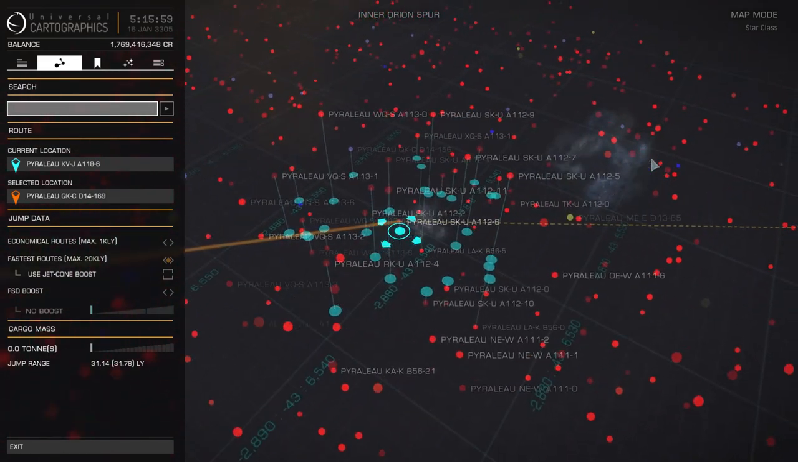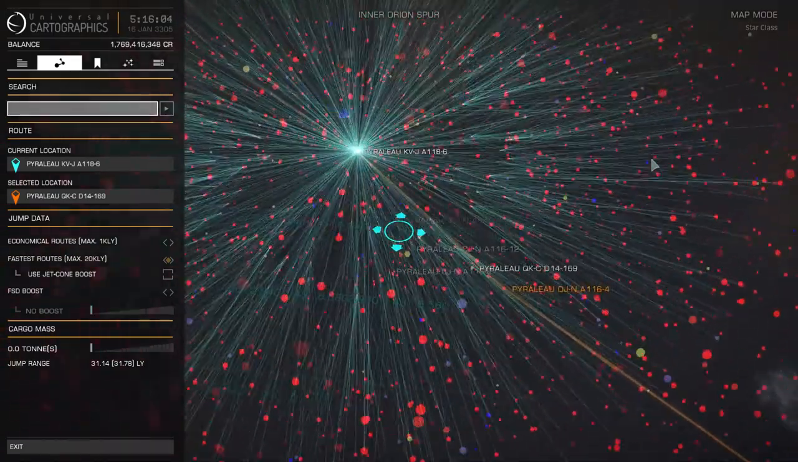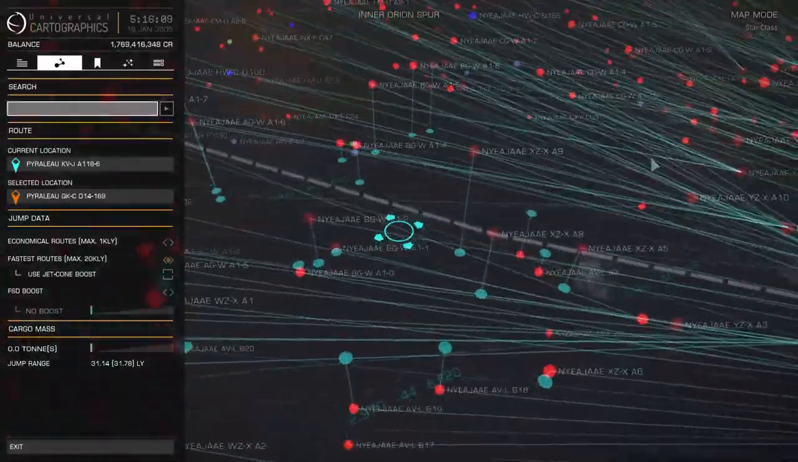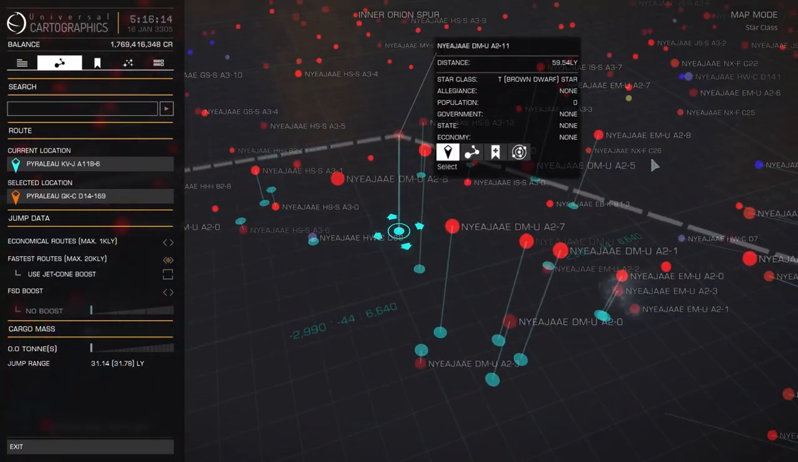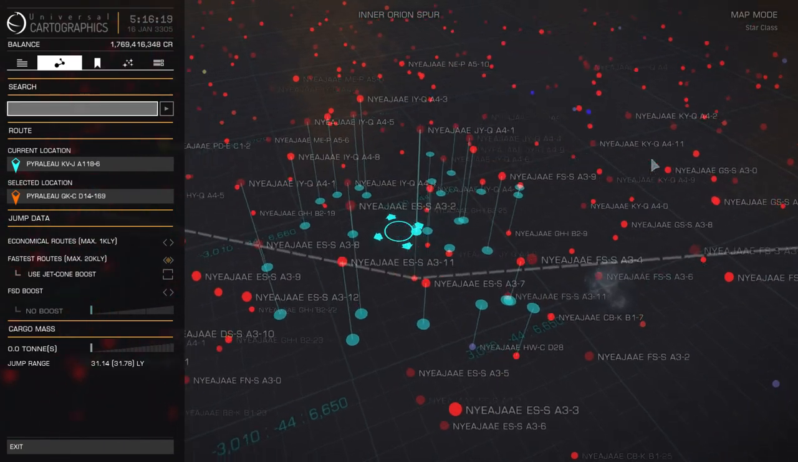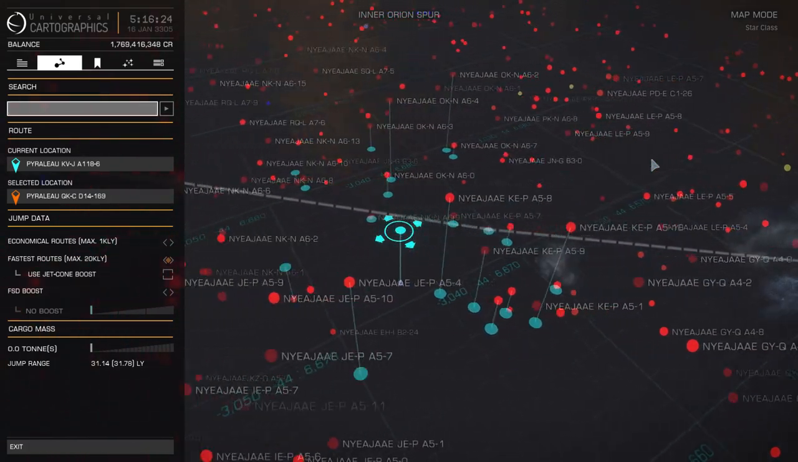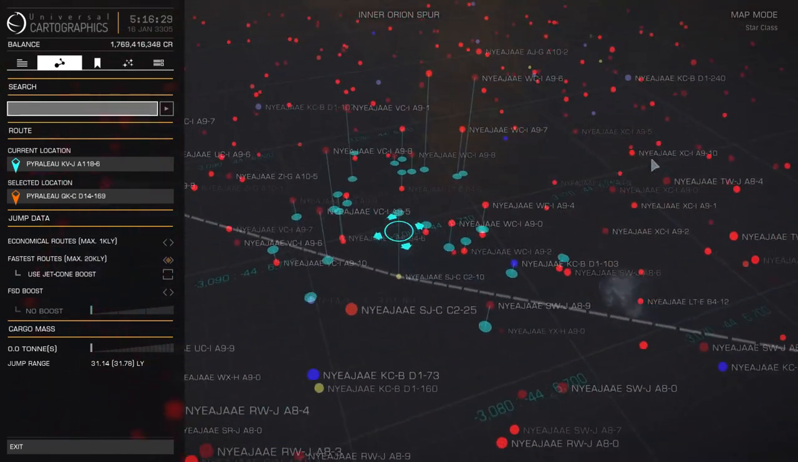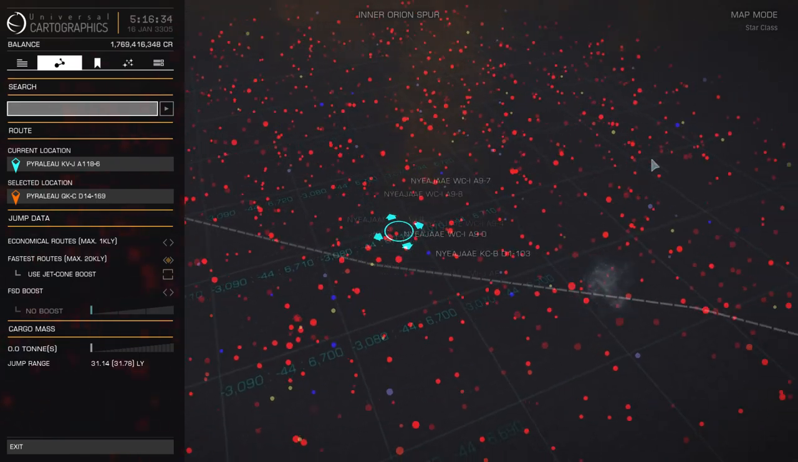If you look at these systems on my route, you will see every single one of them is not scoopable. The system I am currently in is not scoopable. The system before that, the system before that, the system before that, 4, 5, I have to go back 6 systems to find my last scoopable star.